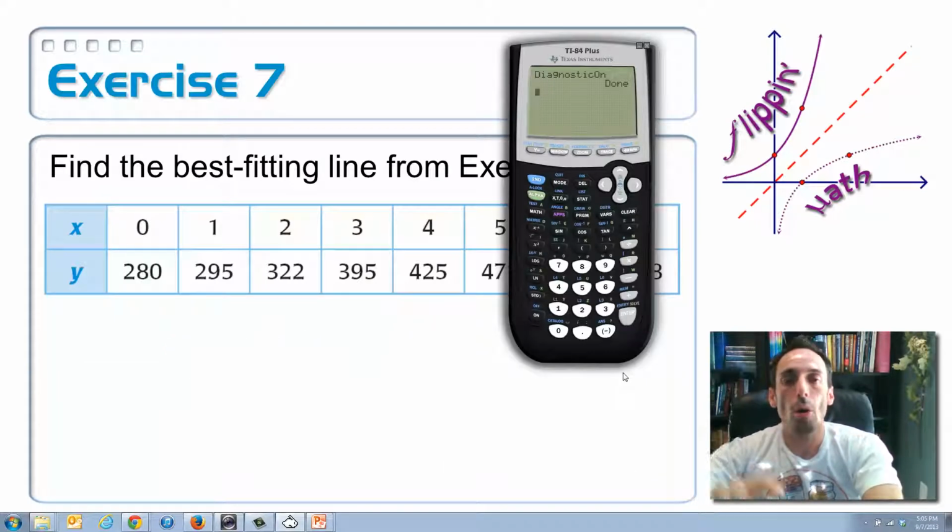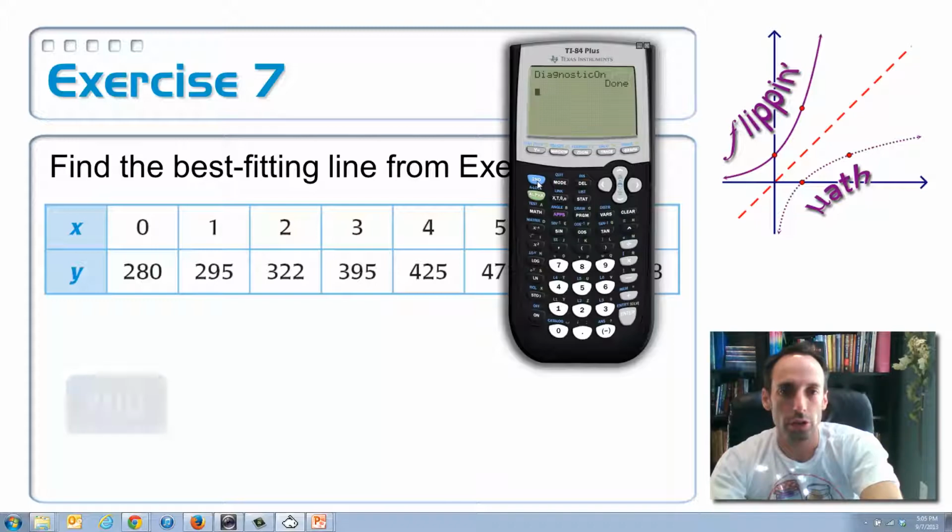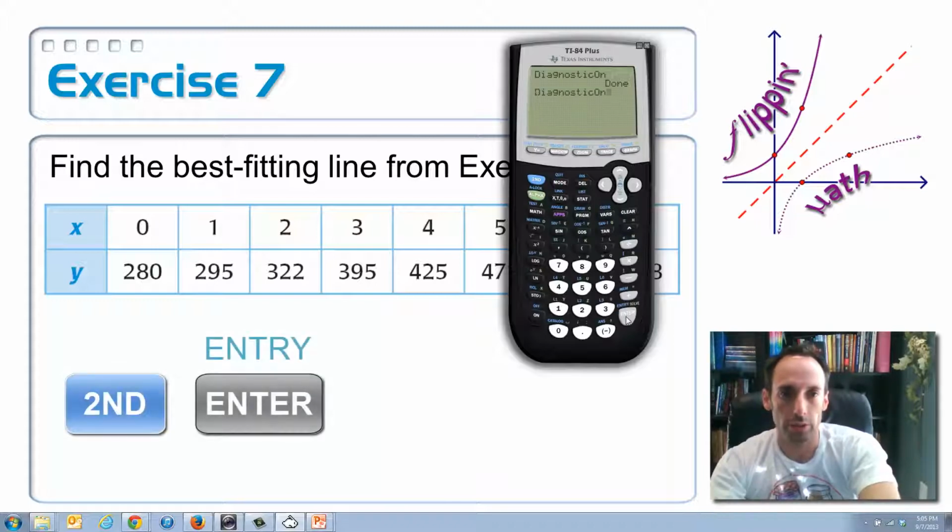So let me call back up what we typed in before to calculate the least squares regression line. You don't have to type anything else in again. You just hit second, enter. Well, that was the last thing that was typed in. So let's do it again. Second, enter, and that's the regression line that I typed in before.